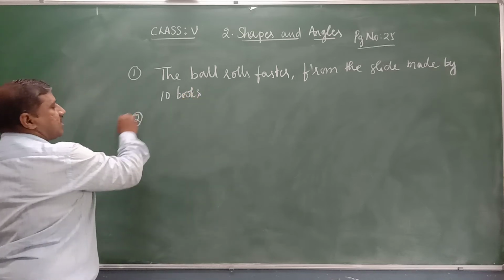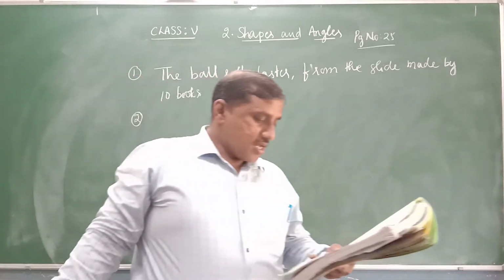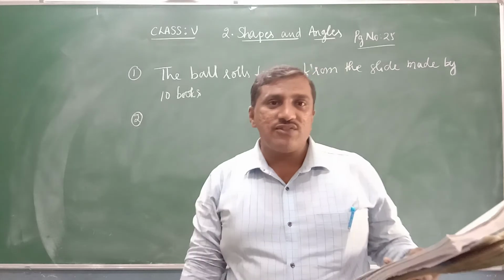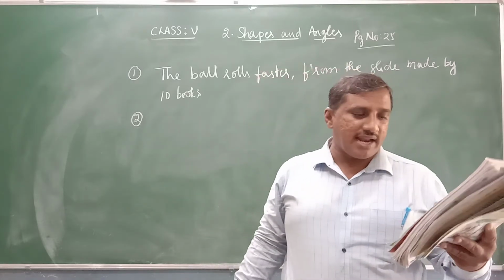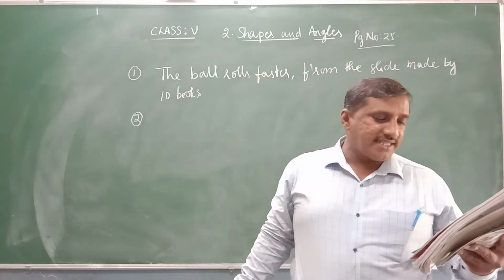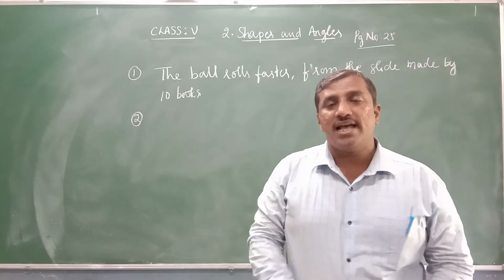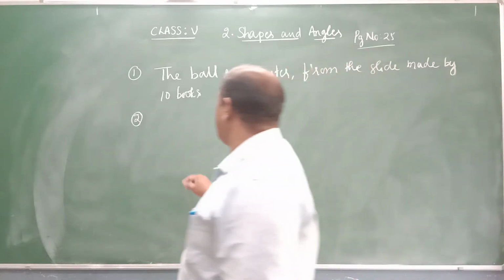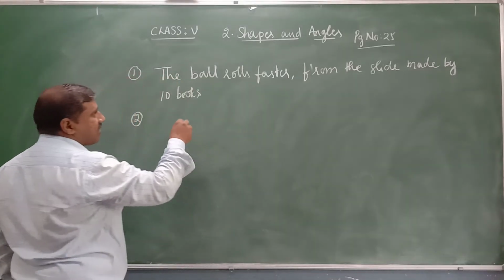So the second question. Which slide has the smaller angle? Yes, which slide will have the smaller angle? The slide made by 6 books has smaller angle. That's why the ball will roll slower. So which slide has smaller slide angle?